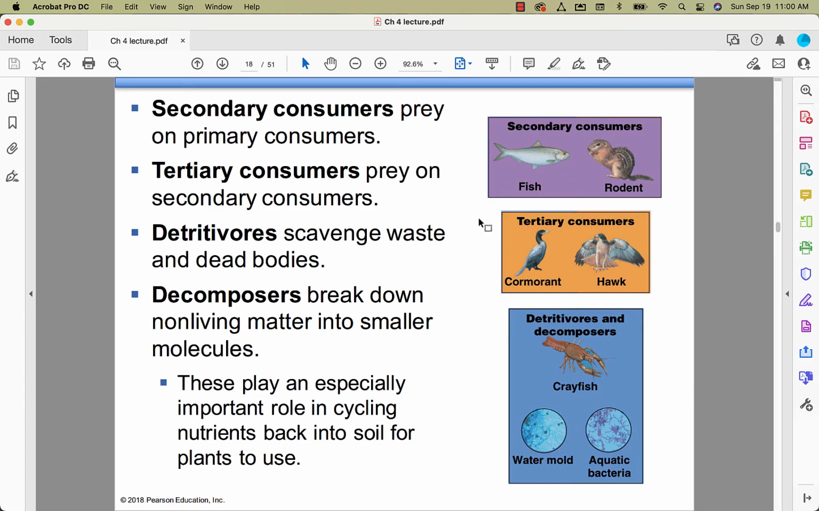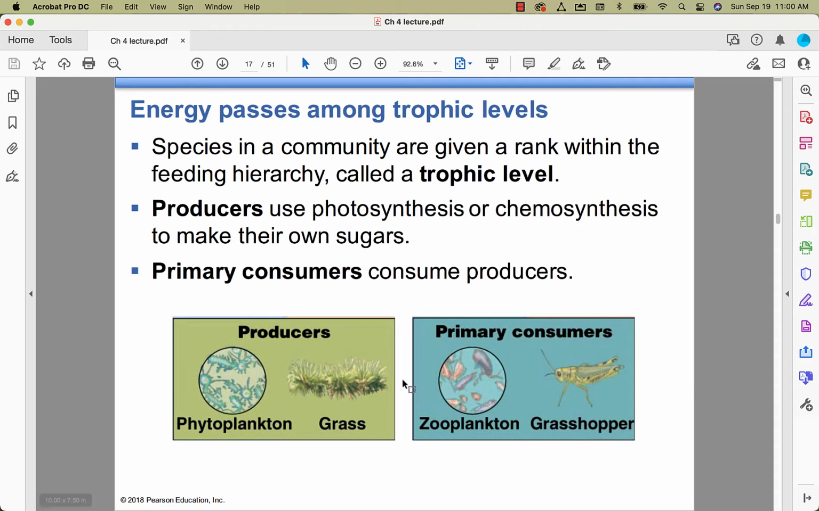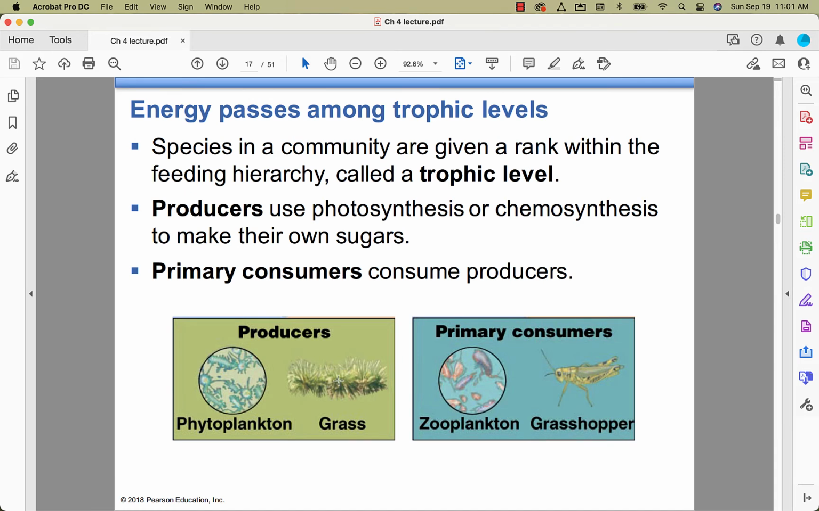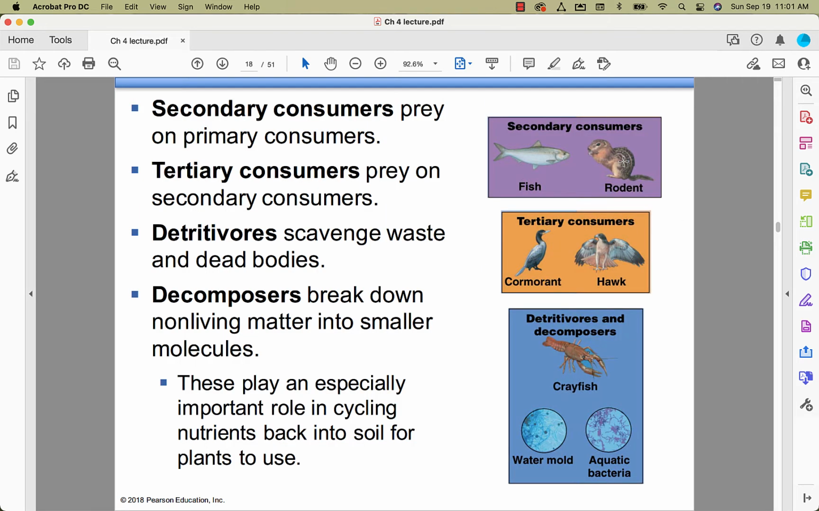So phytoplankton are eaten by zooplankton. Zooplankton are eaten by fish. Fish are eaten by cormorants. There is usually a marine, or it could be freshwater, feeding relationship. In a terrestrial relationship, you've got grass, which is being eaten by a grasshopper. The grasshopper is eaten by a rodent, in this case a chipmunk. The rodent gets eaten by the hawk. All right.